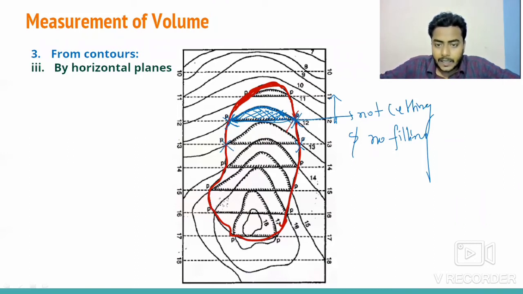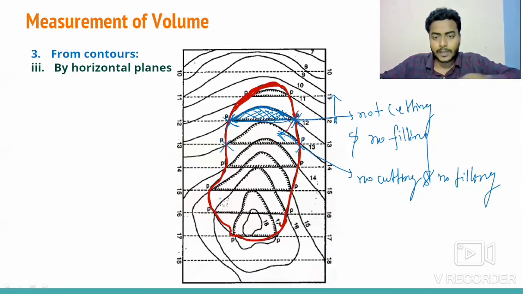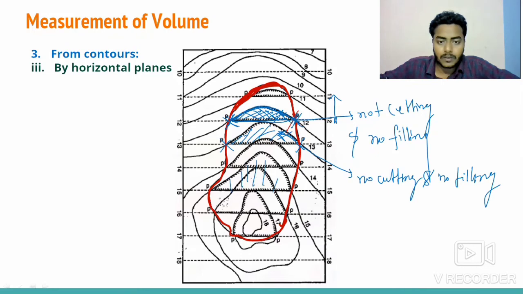Similarly, let's talk about this point C. Required elevation is 13 and actual ground is 13. So at this point, no cutting and no filling. But beyond this point, required elevation is less, but actual ground is more. So we have to go for the cutting. Similarly, you can see all the figure.